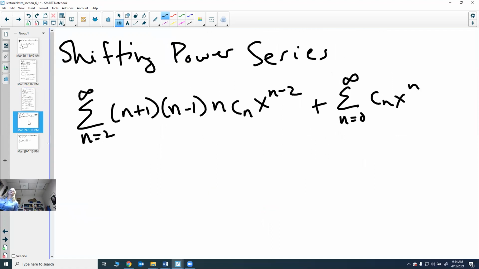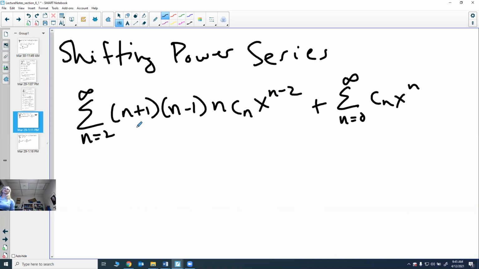So now we want to be able to take some derivatives and do some different things with it. And one of the things we have to do, which we didn't spend a lot of time with in the past, is we need to be able to actually shift the power series. So we want to shift these summations so that first off, both summations start at the same place. This summation, the summation n equals 2 to infinity of n plus 1 times n minus 1 times n times cn x to the n minus 2, plus the summation n equals 0 to infinity of cn x to the n. We want these both to start at the same place. One starts at 2 and one starts at 0. So we have to figure out how to make that happen.